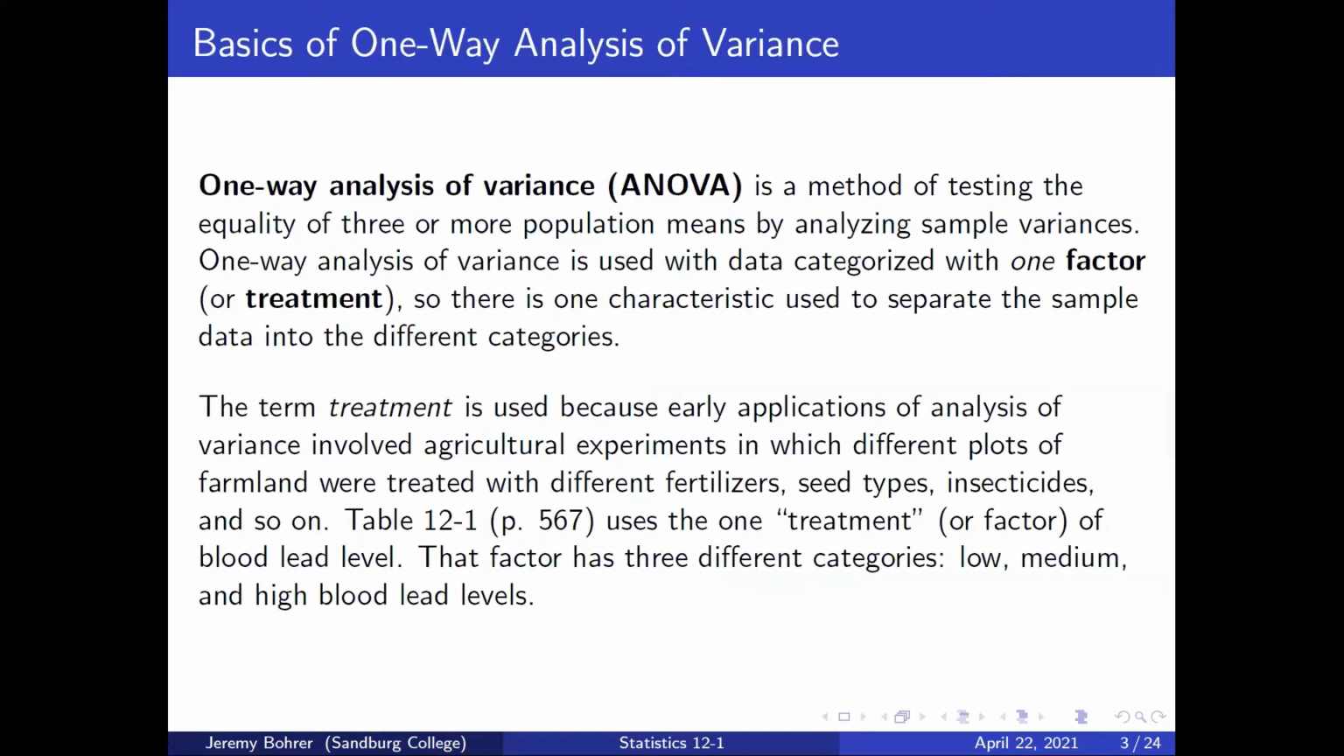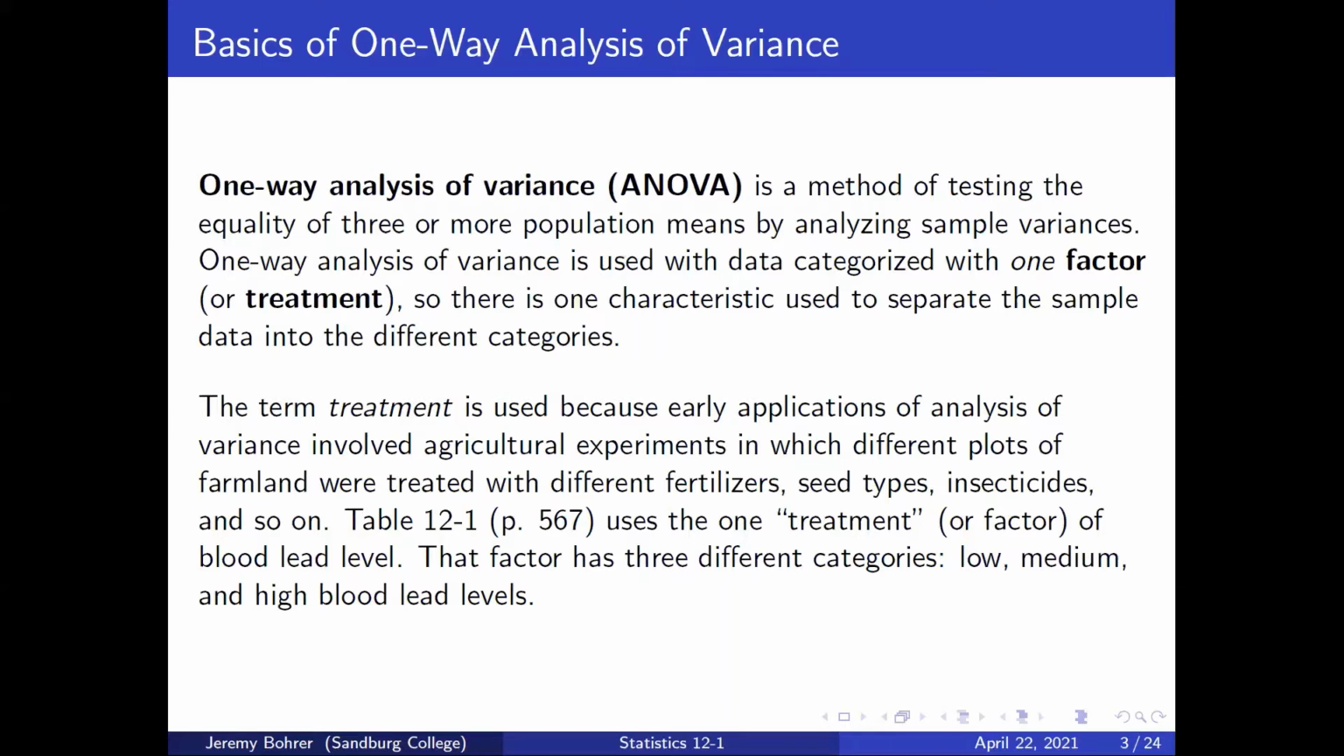One-way analysis of variance is a method of testing the equality of three or more population means by analyzing sample variances. One-way analysis of variance is used with data categorized with one factor or treatment. So there is one characteristic used to separate the sample data into the different categories. The term treatment is used because early applications of analysis of variance involved agricultural experiments in which different plots of farmland were treated with different fertilizers, seed types, insecticides, and so on.